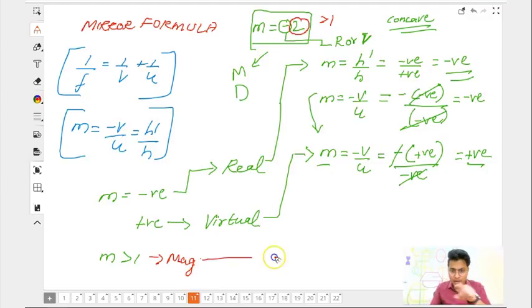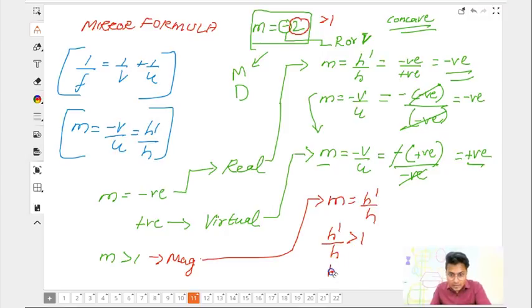You want proof for that? I will prove it to you, not a problem. Imagine magnification is equal to h dash by h. When m is greater than 1, that means h dash by h is greater than 1. That means h dash is greater than h. And what is h dash? h dash is nothing but image height. h is nothing but object height. That means your image height is greater than the object height, isn't it?